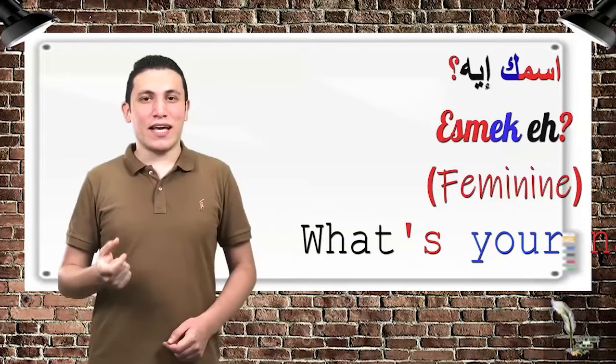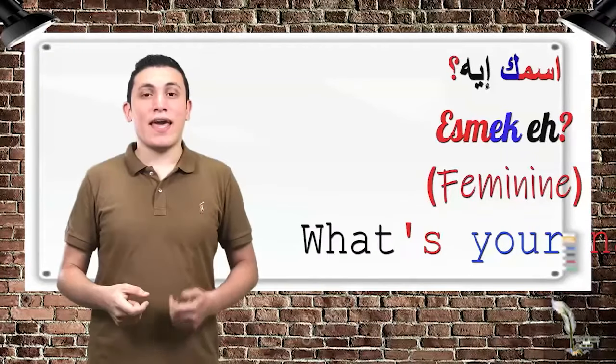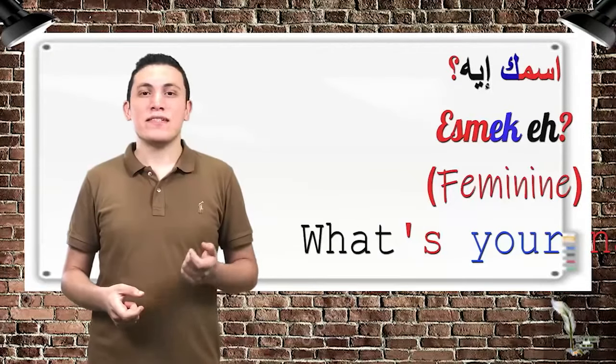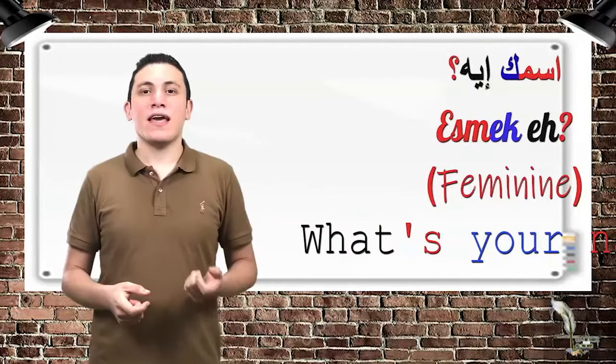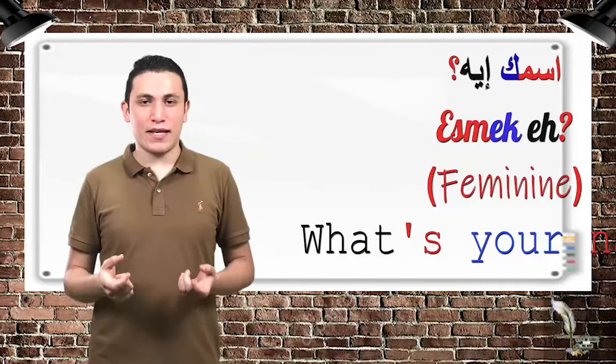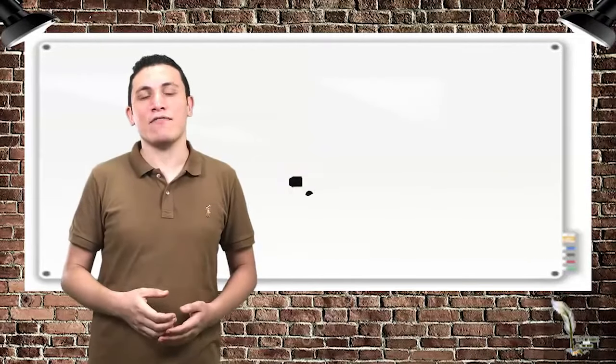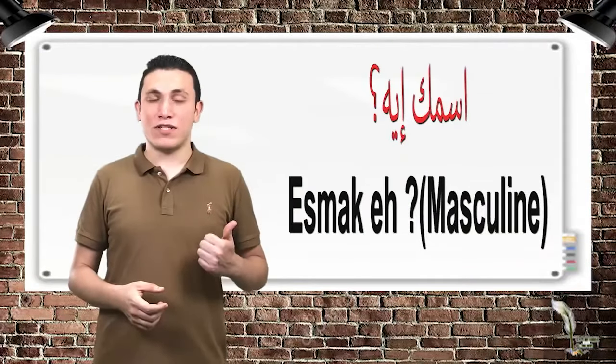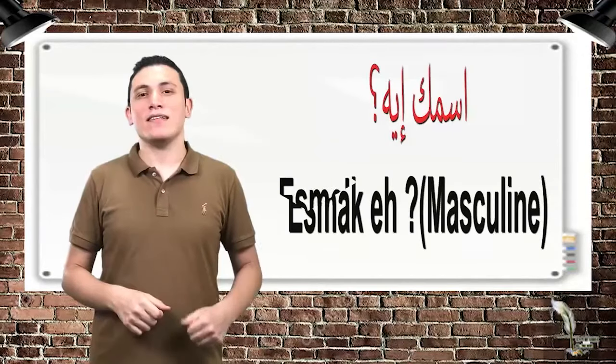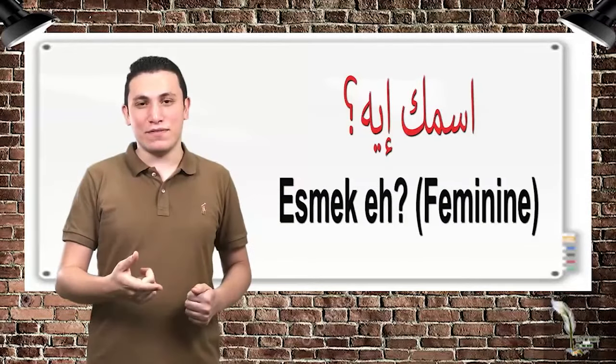Es means name. Ik means your, singular feminine. A means what. اسمك إيه? What's your name? To a female. So we have اسمك إيه? What's your name? To a male. And اسمك إيه? To a female.